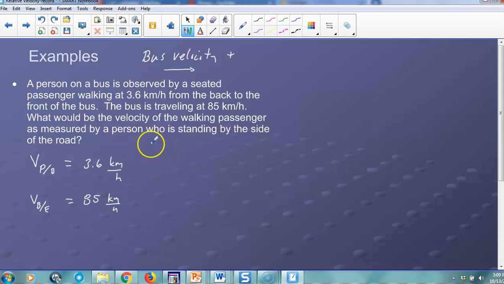Okay, so we're interested in the velocity of the walking passenger, the velocity of the passenger relative to a person standing by the side of the road, who would be standing on the earth. We can set this up so that we have the velocity of person relative to earth. Here the object is moving, and this is the reference frame. We can set up our addition in such a way that we start with our person, so we're going to say velocity of person relative to bus, and we want to end with earth.